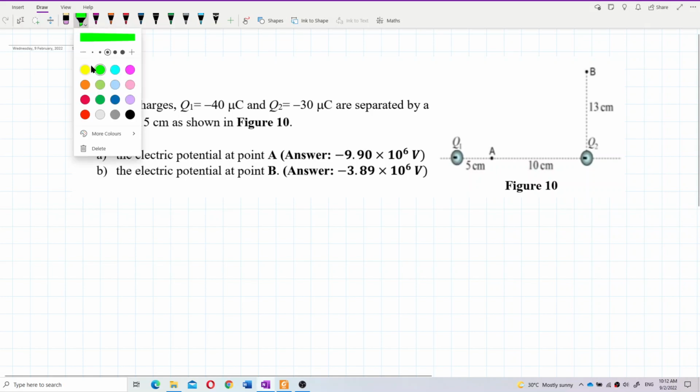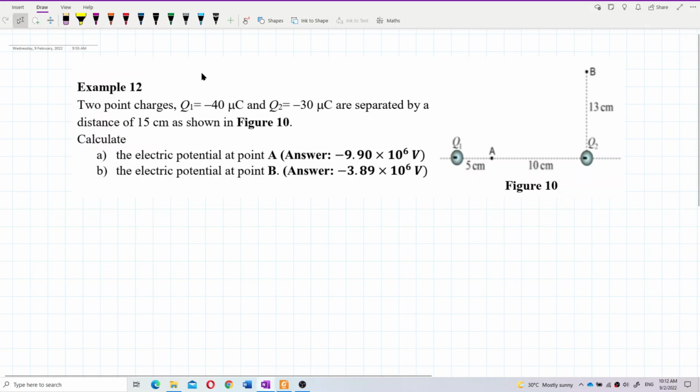So the question requires us to find electric potential, which is the symbol V. Sorry, electric potential is V. At point A, that means we just put VA. And then the following question is potential at point B, so that is V at B.